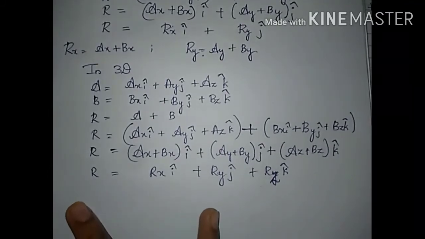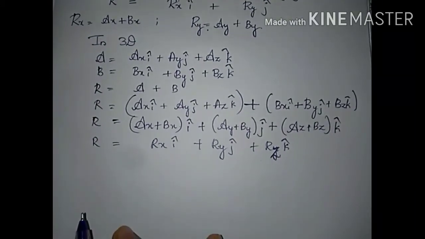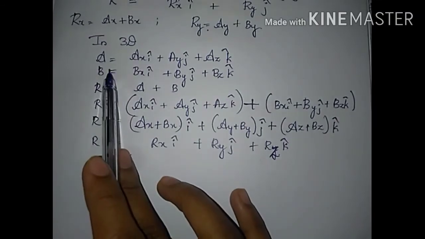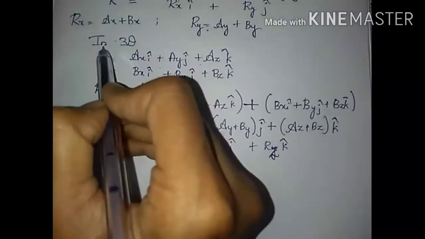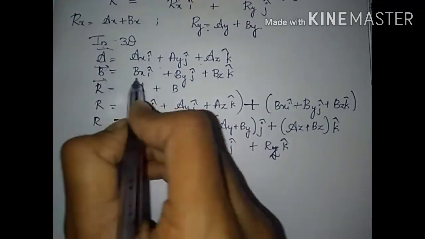So this is simple, right? You need not draw the diagram and find which vector will be what. You can directly write the vectors in terms of their components. So all these are vectors.